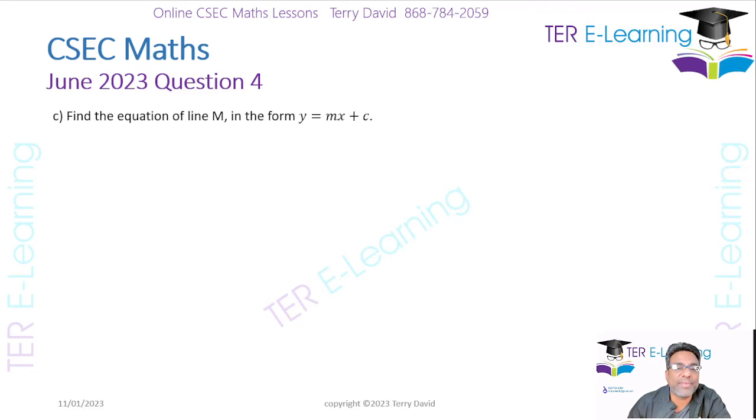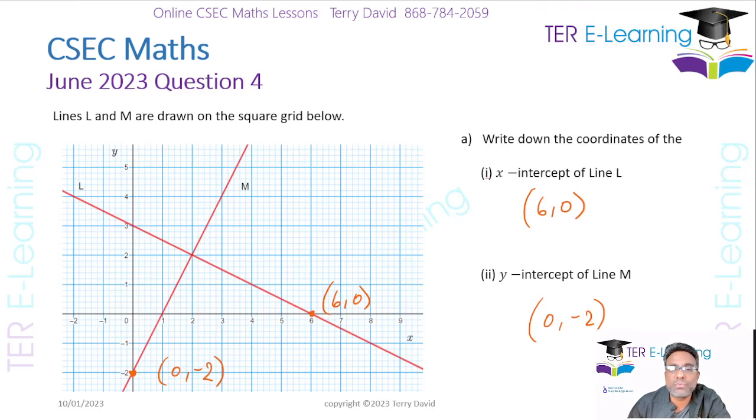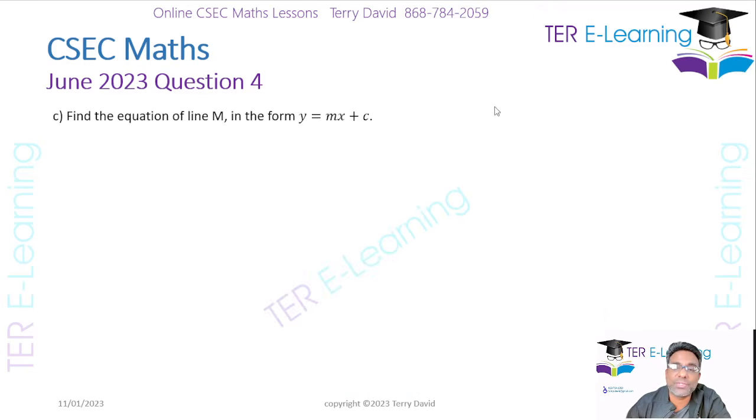They want the equation of m in the form y is equal to mx plus c. So which one is m now? Right, so m is this guy here. Now, if you want to find the equation of m, you need to know the gradient of the line, and you need to know the y-intercept. The y-intercept you already know as being (0, -2). So that means that c in that equation is minus 2. The only thing I really need is to get a gradient.